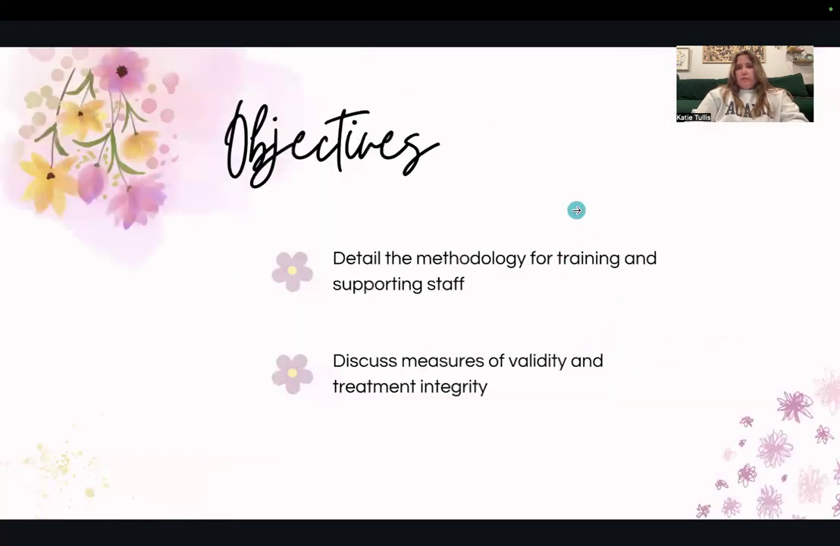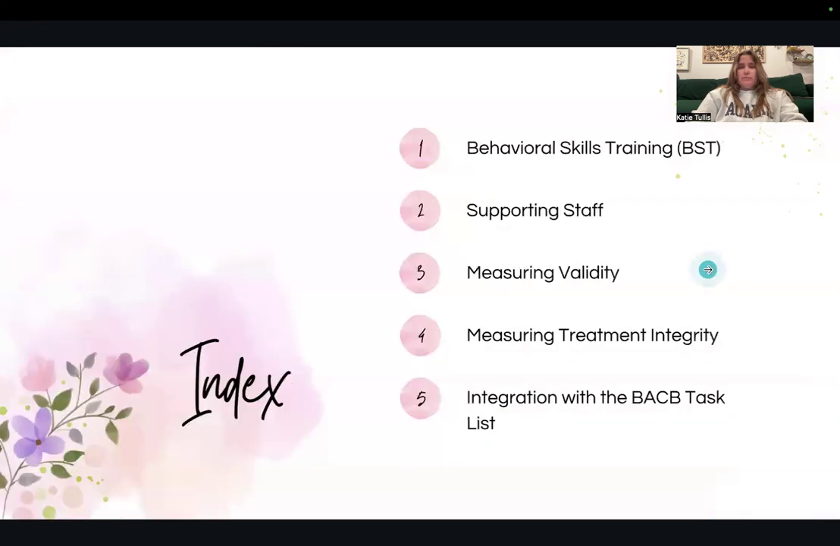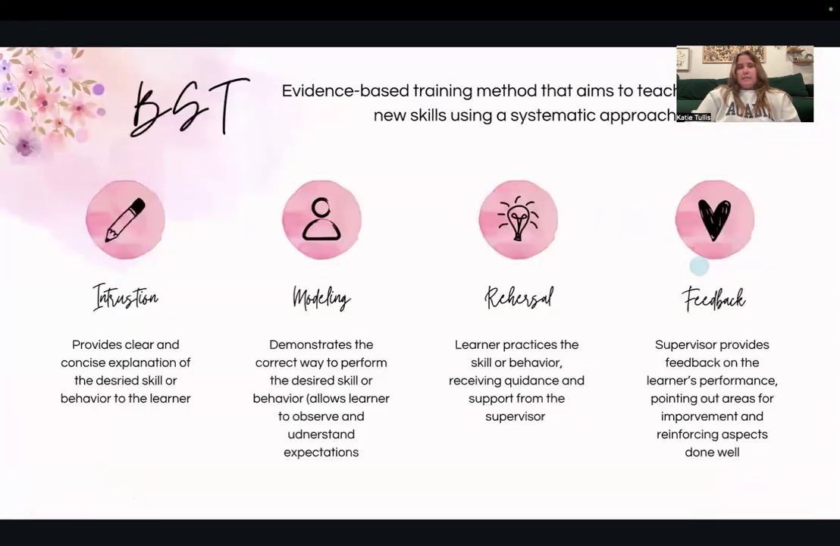So the objectives of this are to detail the methodology for training and supporting staff, and discuss measures of validity and treatment integrity. First we'll start by talking about behavior skills training. Then how we can better support staff, how we can measure validity, how we can measure treatment integrity, and finally we'll follow it up with integration of the BACB task list items. So behavior skills training, what is it?